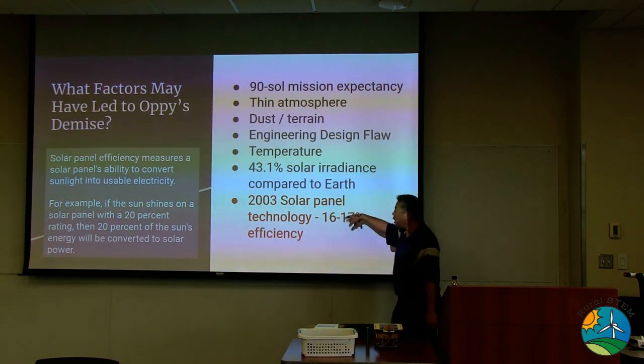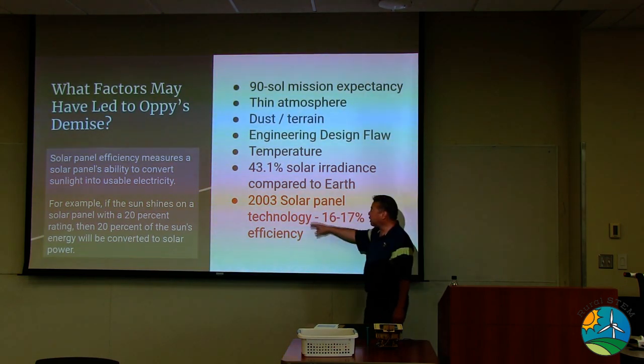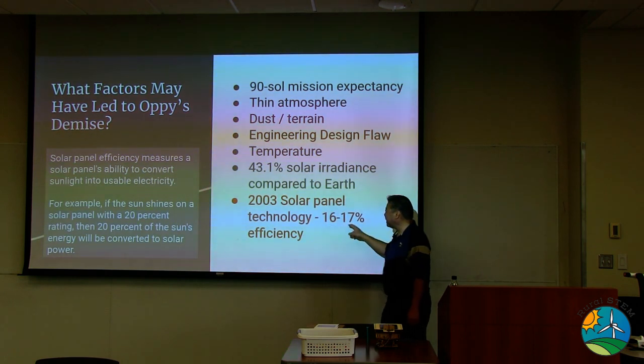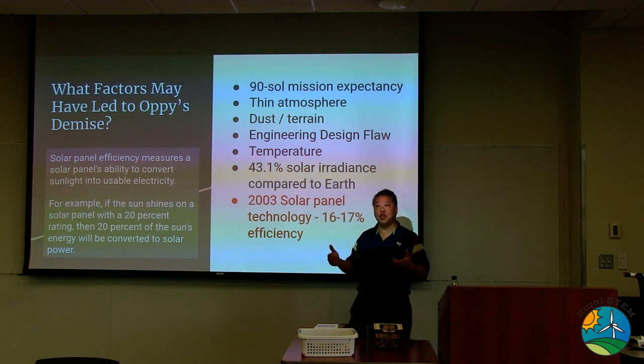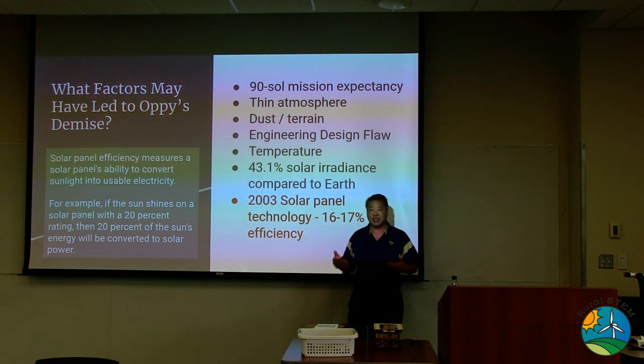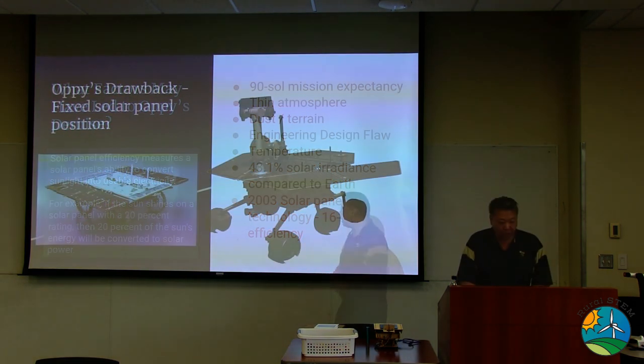In 2003, when Opportunity was launched, the technology of the solar panel design was only 16 to 70% efficient, meaning that Oppie could only use 16 to 70% of the sun's energy that hit it, absorb it into the panels and turn it into electricity and put it in the batteries, right?